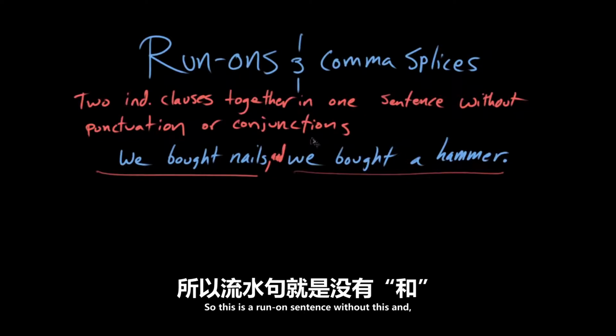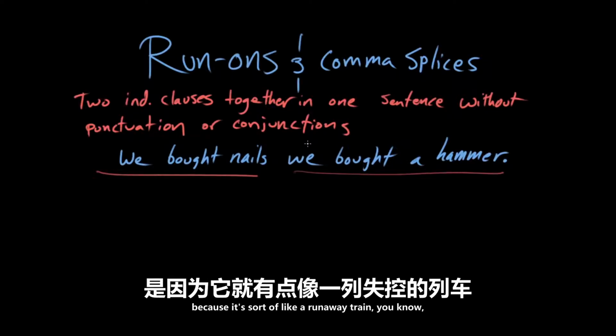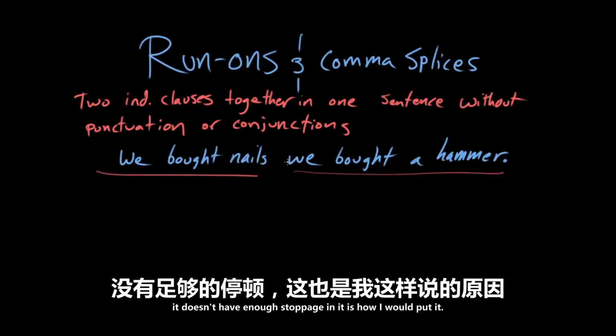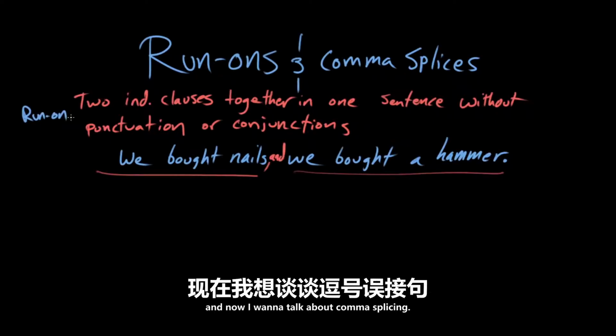So this is a run-on sentence without this and this comma, and it's called that because it's sort of like a runaway train. Right. You know, it doesn't have enough stoppage in it. That's how I would put it. So that's what a run-on sentence is. And now I want to talk about comma splicing.